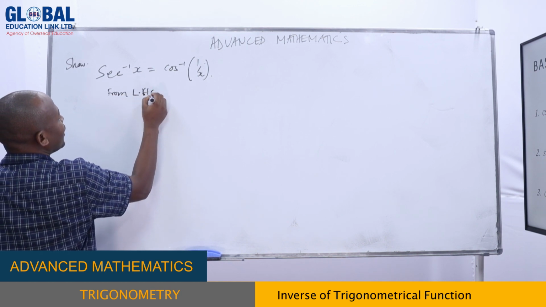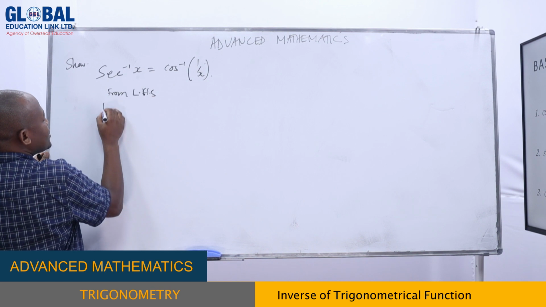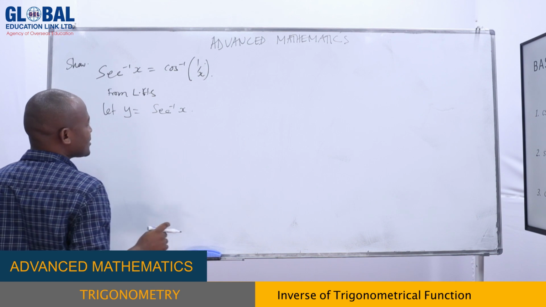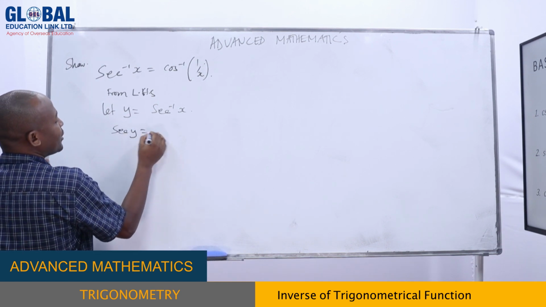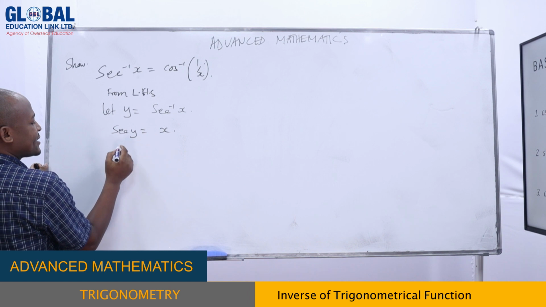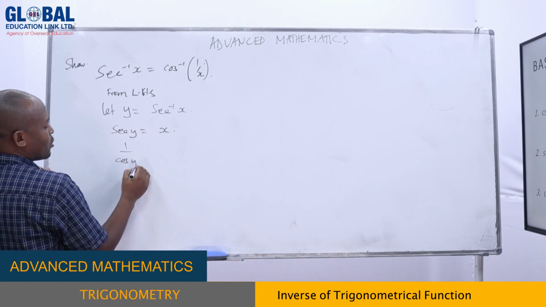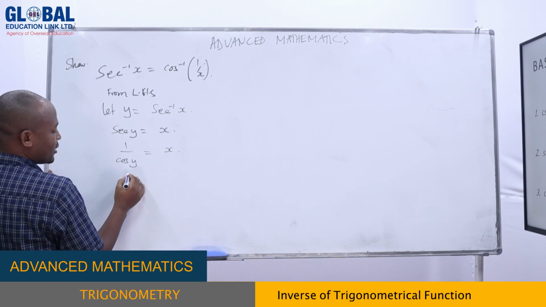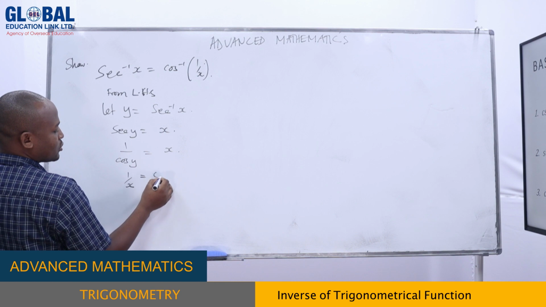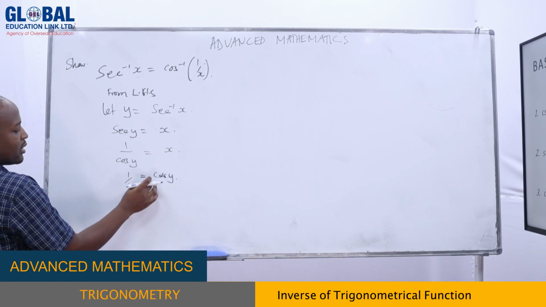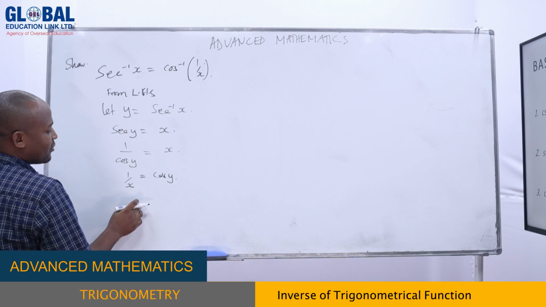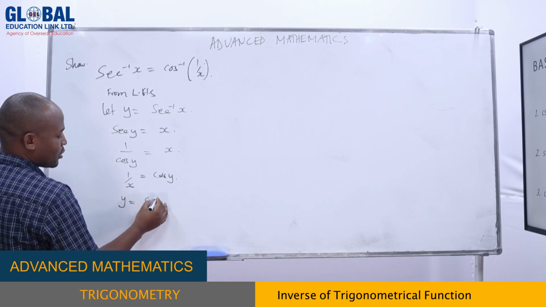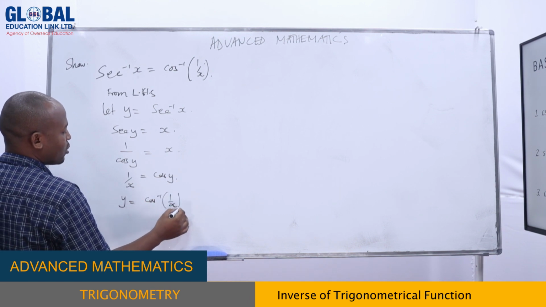Let me take the left hand side. Let y equal sec inverse of x. We can say sec of y is equal to x. But we know what sec is. Sec is the reciprocal of cos, so 1 over cos of y equals x. That means 1 over x equals cos y. We have made cos y the subject of our formula. That is to say, y is equal to cos inverse of 1 over x.